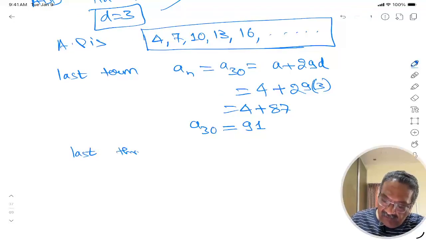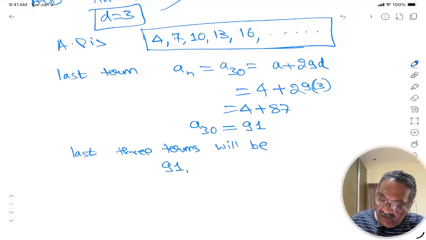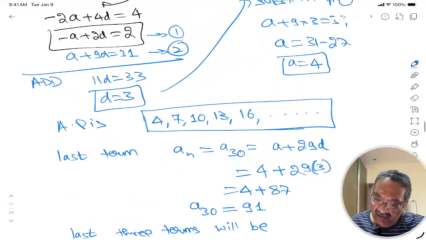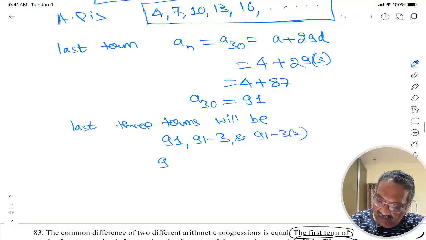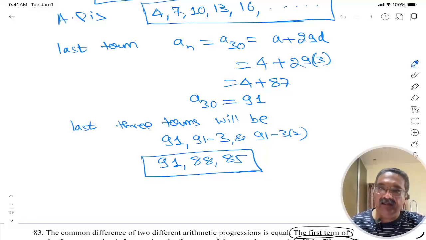The last 3 terms will be 91. When we go in reverse, D becomes minus. So 91 minus 3, and the next one will be 91 minus 3 into 2. So 91 comma 88 comma 85. These are the last 3 terms.